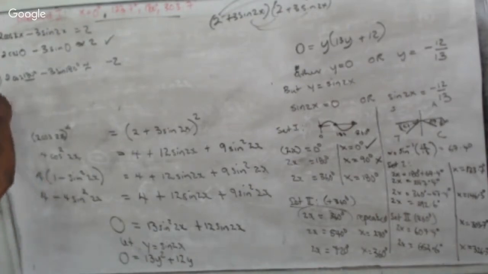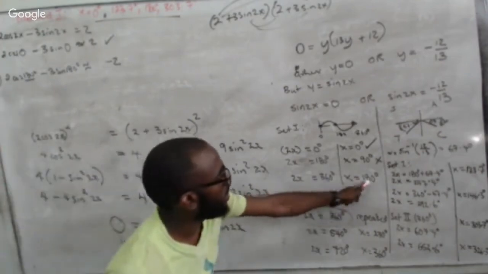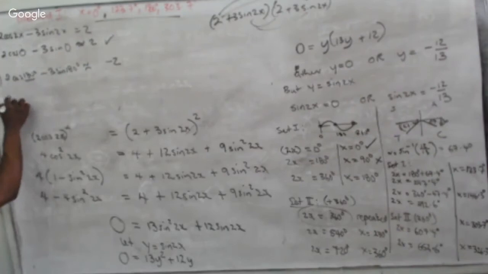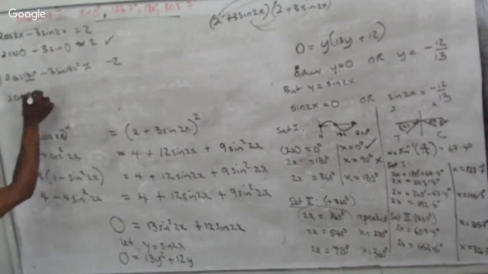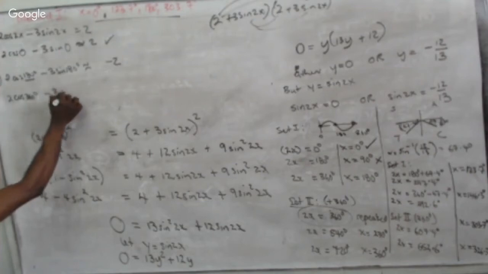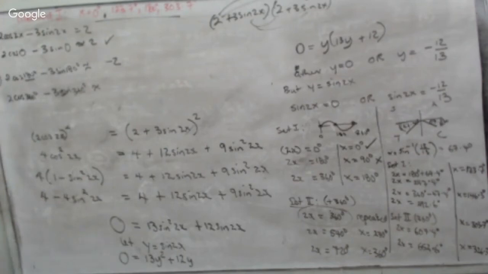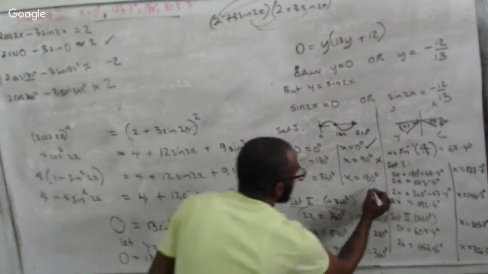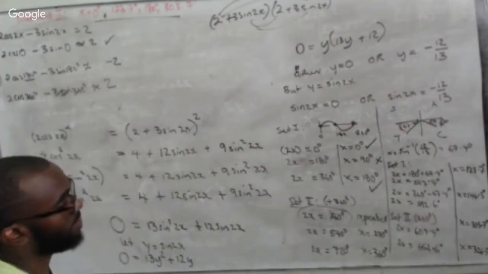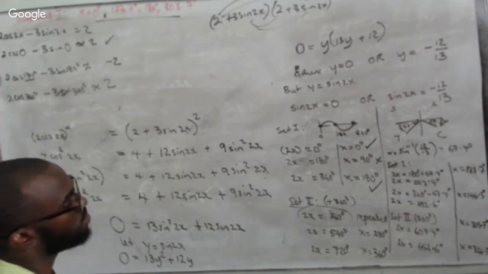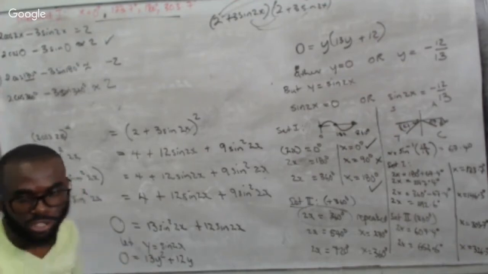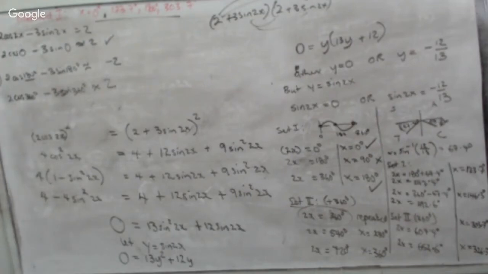Alright. What about testing the 180? Then I need to plug in 360, right? So 2 times cosine 360 degrees minus 3 sine 360 degrees. What is that? 2. We expected that 180 was the correct answer. So now you see how you will have tested that, right?